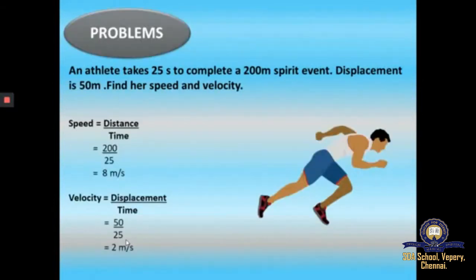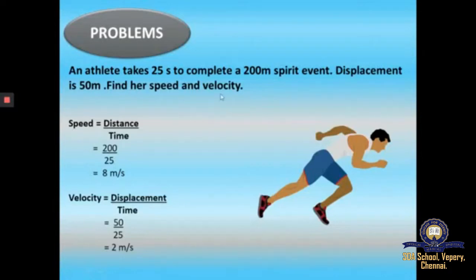Problems. An athlete takes 25 seconds to complete a 200-meter sprint event. Displacement is 50 meters. Find her speed and velocity. We have to find the speed and velocity. So we know the formula to find speed. Speed is equal to distance by time.